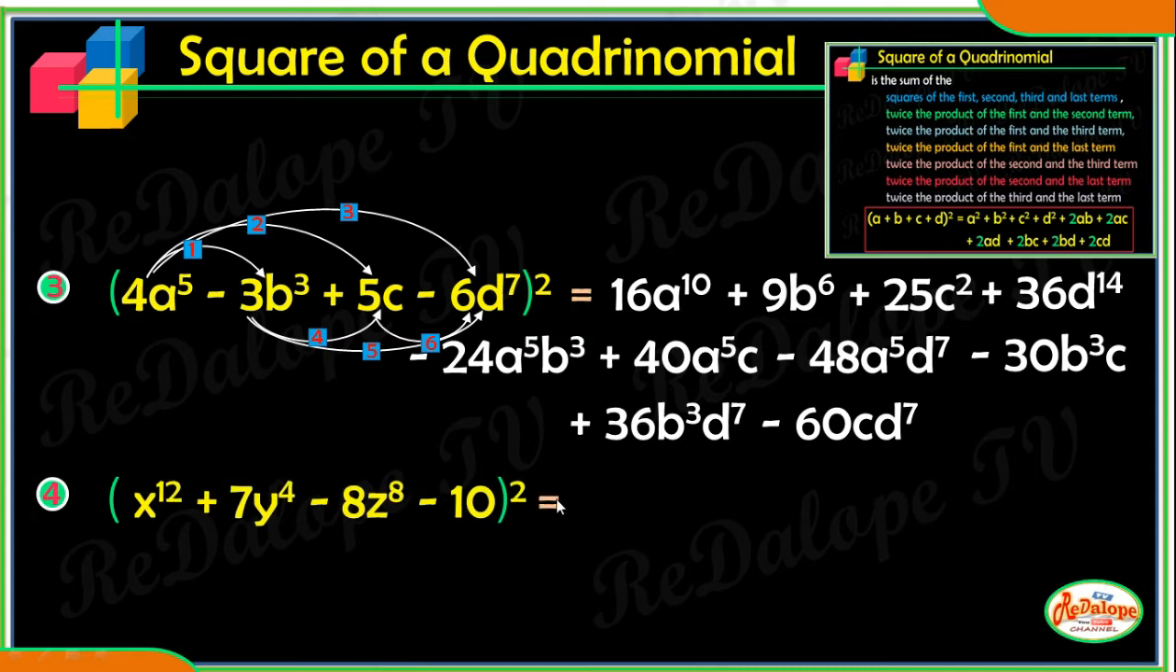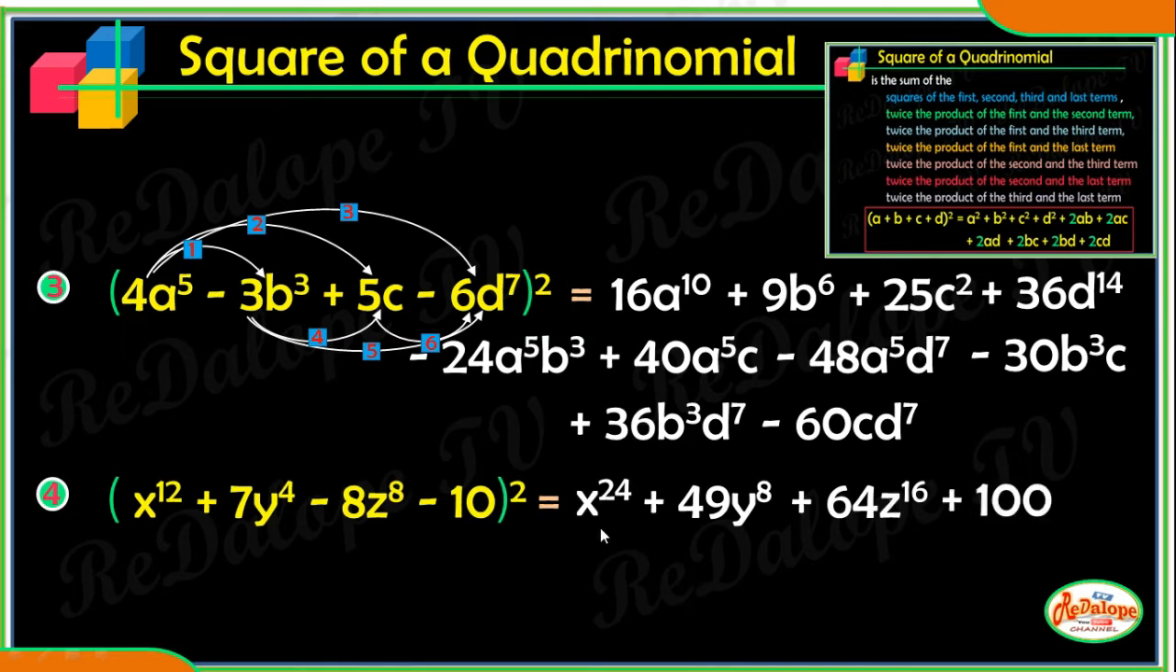So the first term is x12 times x12, so we have x24. 7y4 times 7y4, so that's positive 49y8. Negative 8c8 times negative 8c8, so that is positive 64c16. And the fourth term, we have negative 10 by negative 10, so that is positive 100.